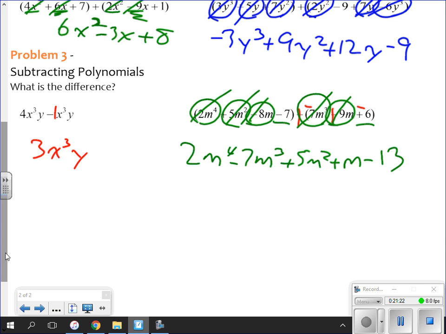Any questions? So your classwork today, naming things, writing them in standard form, adding and subtracting.